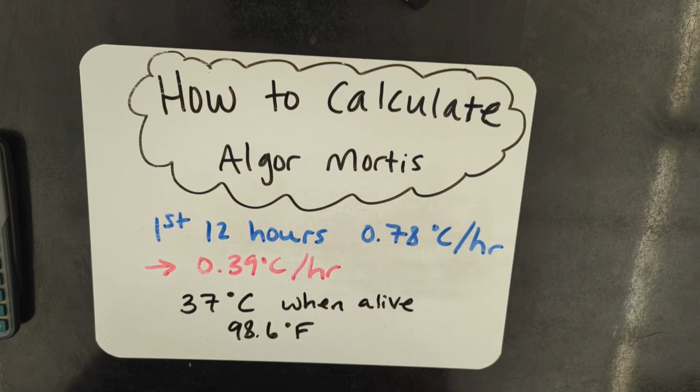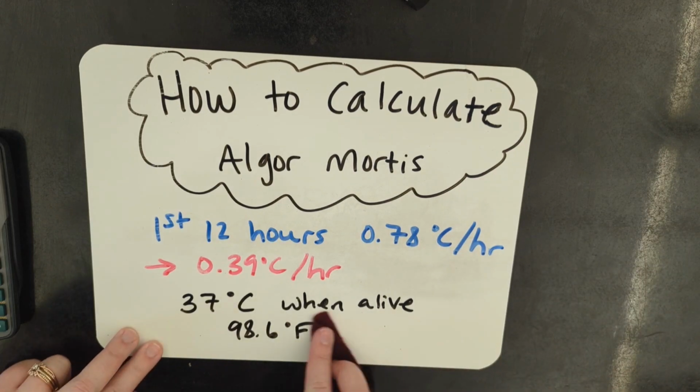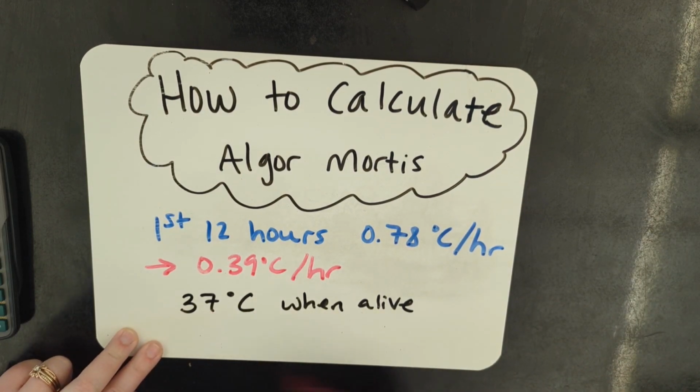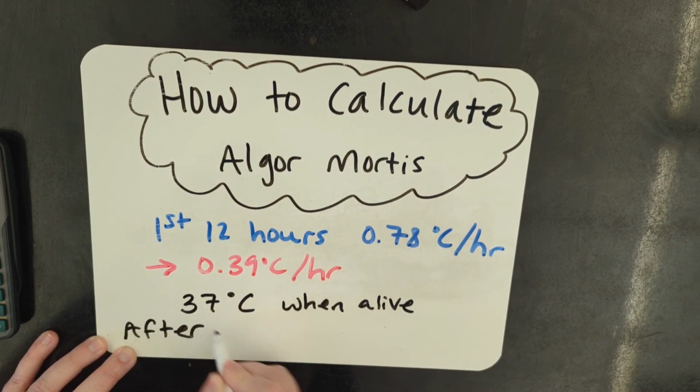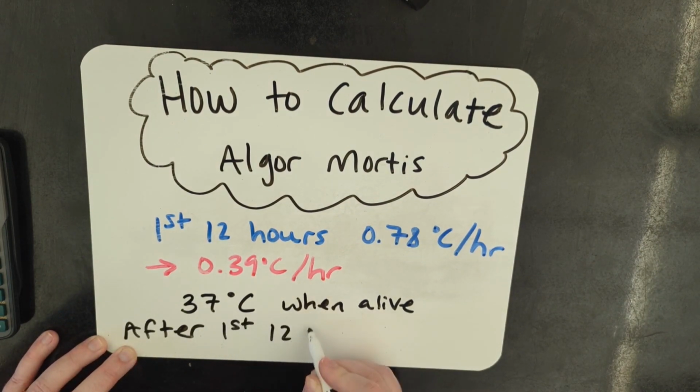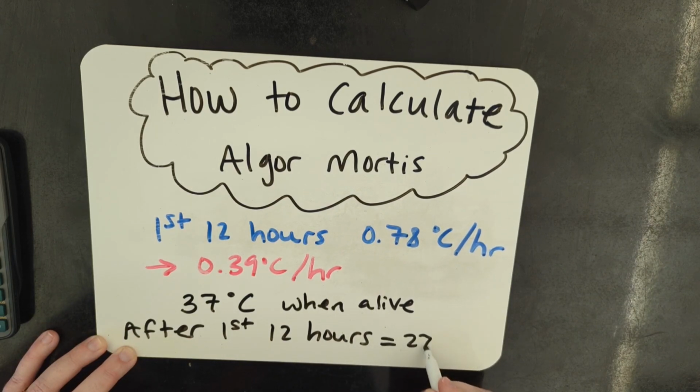The first key thing to know is you're only cooling at 0.78 degrees for the first 12 hours. After that, you're cooling at 0.39 degrees. You are 37 degrees when you are alive or when you first die. And after the first 12 hours, your body is about 27.64 degrees Celsius.